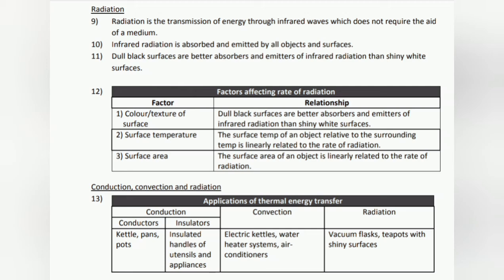12. Factors affecting rate of radiation. Factor and relationship. 1. Color and texture of surface: dull black surfaces are better absorbers and emitters of infrared radiation than shiny white surfaces. 2. Surface temperature: the surface temperature of an object relative to the surrounding temperature is linearly related to the rate of radiation. 3. Surface area: the surface area of an object is linearly related to the rate of radiation.